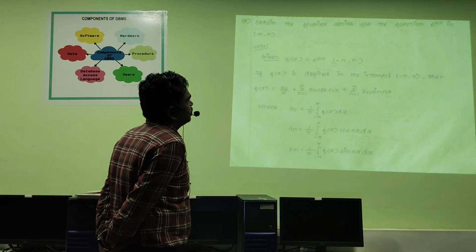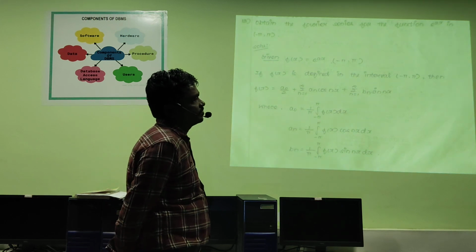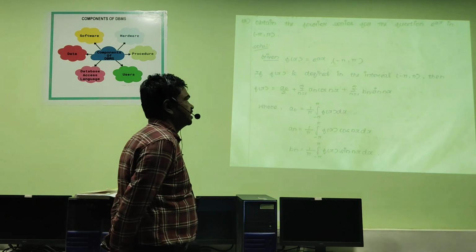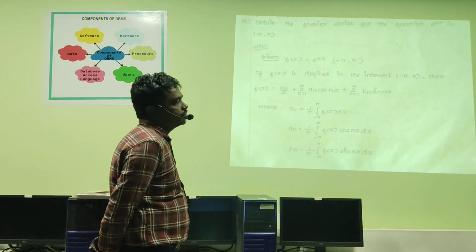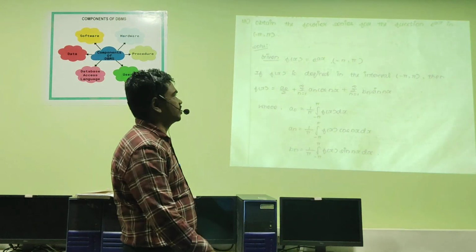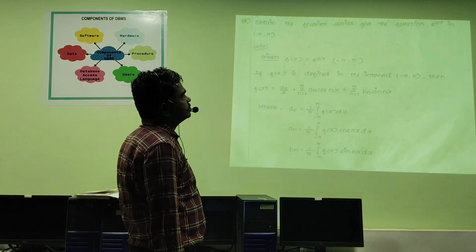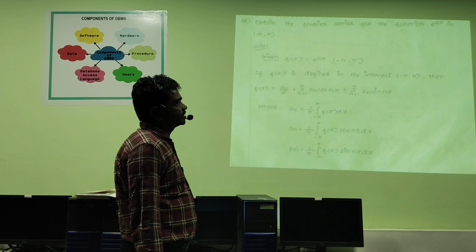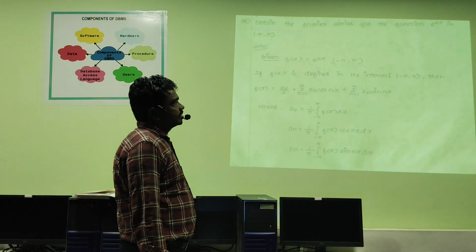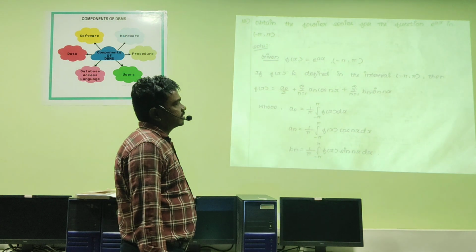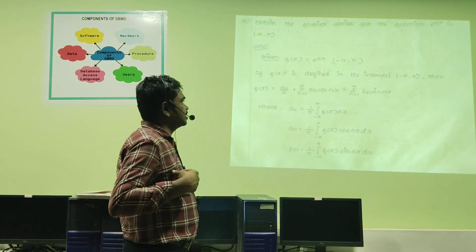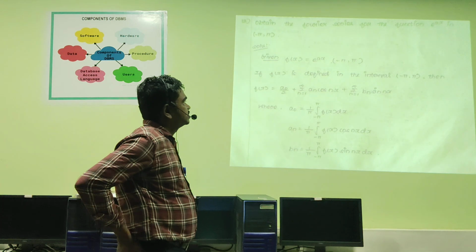Clearly here e power ax, that is the function f of x, is neither even nor odd. So we can use only the general formula. It does not satisfy f of minus x equals f of x, that is, the function is even, and it does not satisfy the relation f of minus x equals minus f of x. So it is neither even nor odd, so we use the general formula.